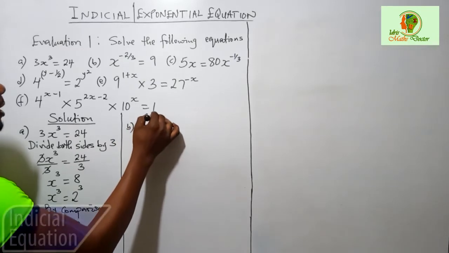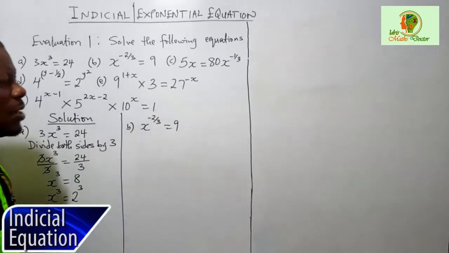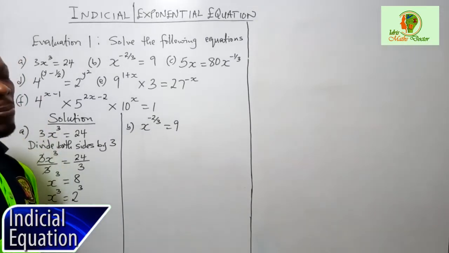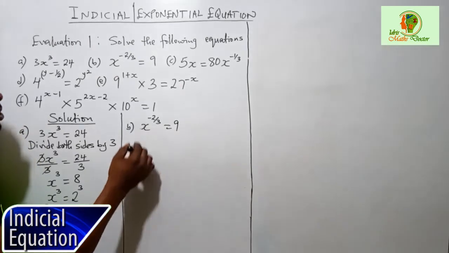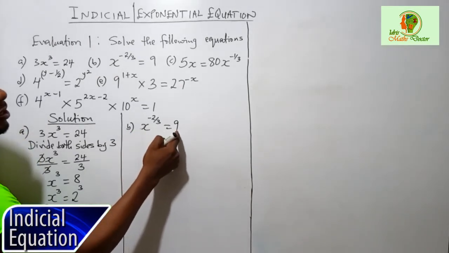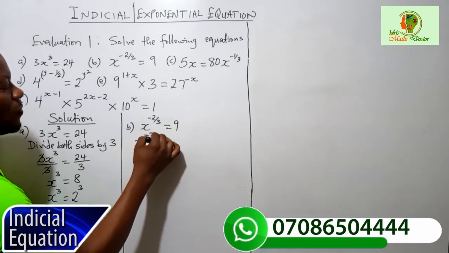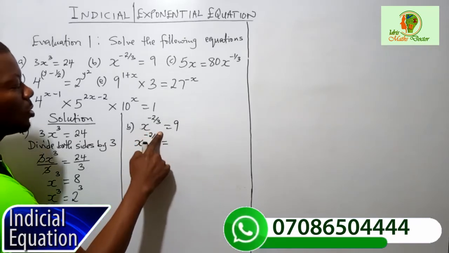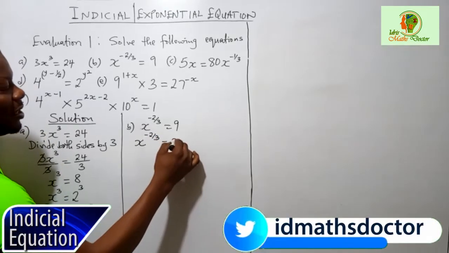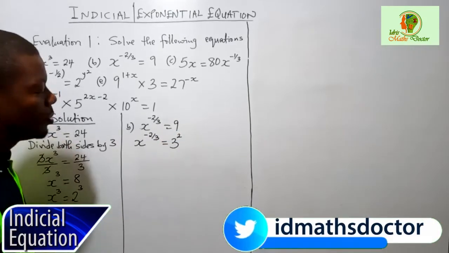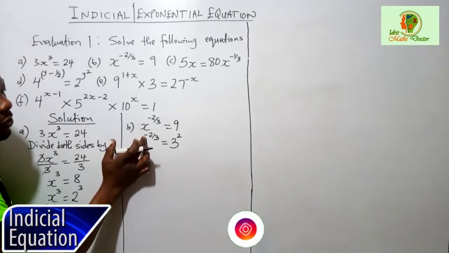x raised to power minus 2 over 3 equal 9. Here we are going to apply law number 3, the law of reciprocal. How do we do that? First, we are going to write this 9 in index form, and that gives us x raised to power minus 2 over 3 equal what? 3 raised to power 2. The power of x is minus 2 over 3.